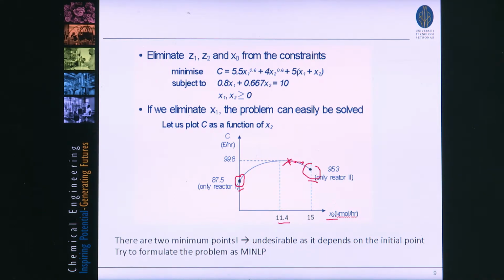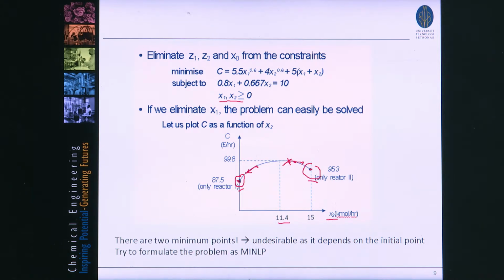So in this case, if we start here, we will arrive at this point, 95.3. But if we somehow use a different starting point, we will end up in this direction at this point. So we can see, depending on the initial point, we can end up at 2 different solutions. This is then the result if we formulate this problem with only continuous variables.